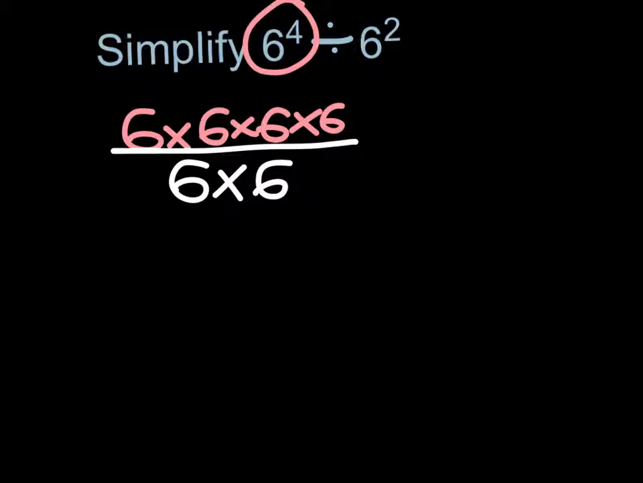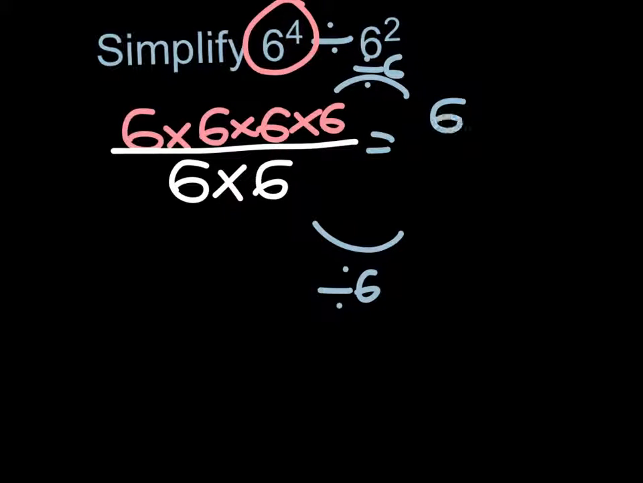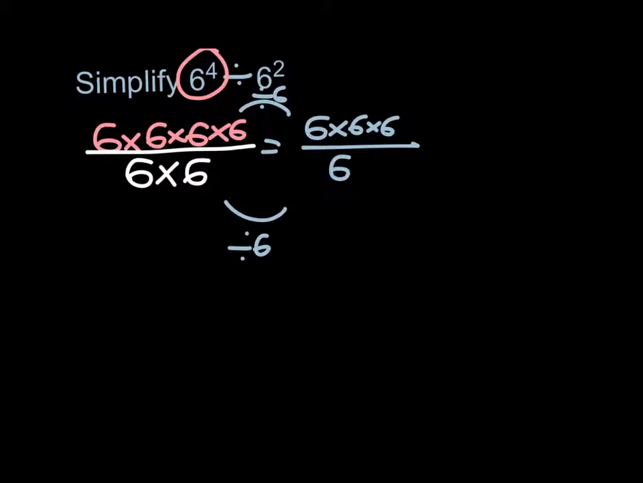Now, as we look at it, we've got factors in common, so we can divide by 6 to start with, and divide by 6. That's going to leave us with just 6 times 6 times 6 on the top, and then just 6 on the bottom. And then, as we can still see, there is still a factor of 6 in both top and bottom, so we can continue that process and divide by 6 again.